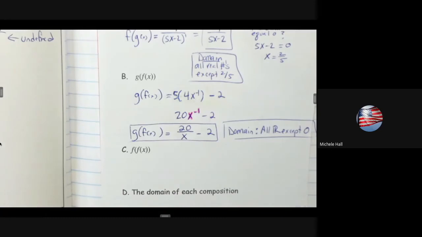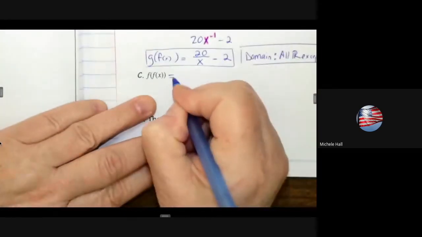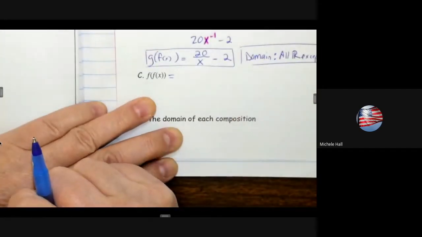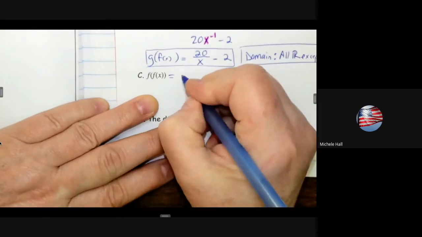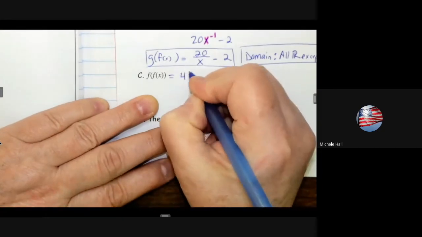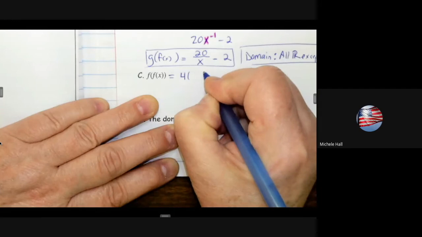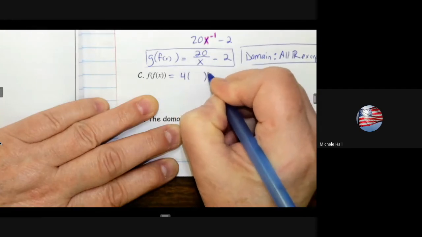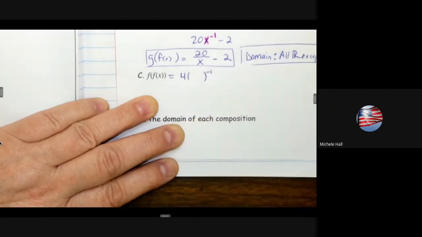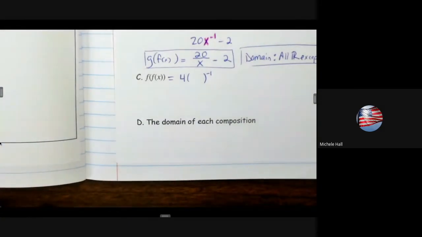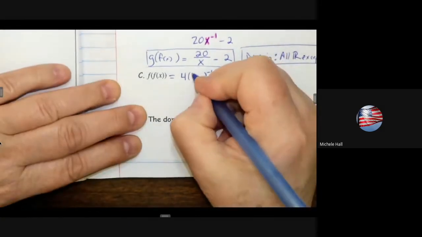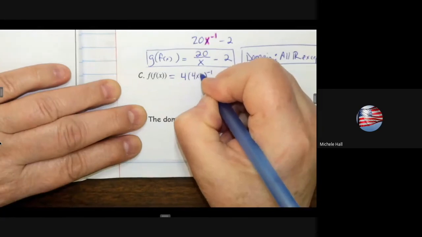Now we have f of f of x. It's still a composition. So I start with f. f is 4x to the negative 1. So I have 4. I put a parenthesis where my x is. And I put negative 1. There's 4x to the negative 1. I only put a parenthesis where the x is. And now I need to substitute in f of x again.